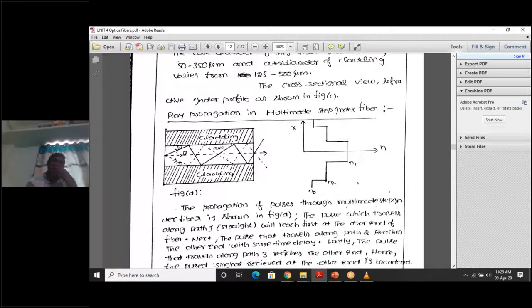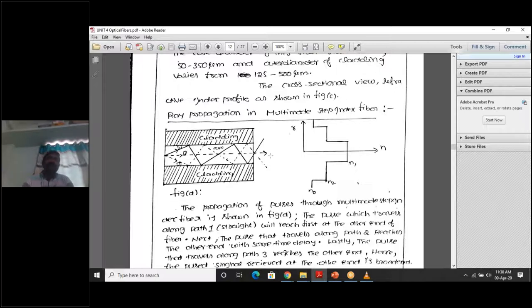If you clearly observe, out of the three light rays, this middle one goes in a straight manner. It will come out first. Then this dark line will come out second. Then this dotted line is traveling, suffering more total internal reflections, so it will come out third. That means the output is not uniform, and there is a time lag between this signal and this signal. It introduces dispersion. This is called intermodal dispersion.